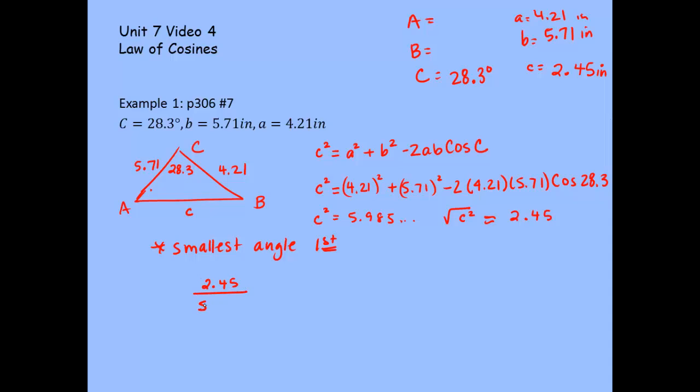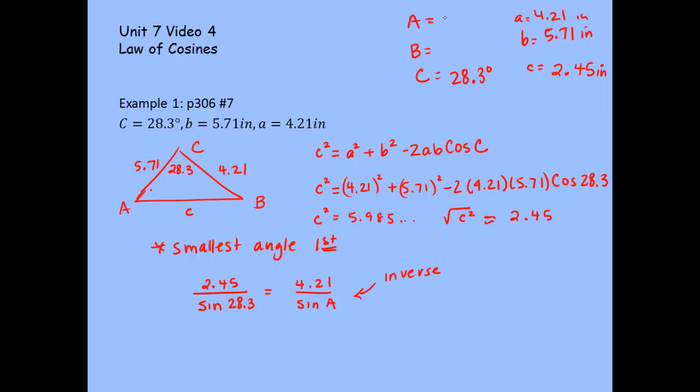2.45 divided by the sine of 28.3 is equal to 4.21 over the sine of angle A. So I'll find angle A next, and last I'll use 180 minus the two angles I have to find the third angle. So go ahead and use your cross multiplication here. Remember that you're using the inverse in order to find the actual angle measure.